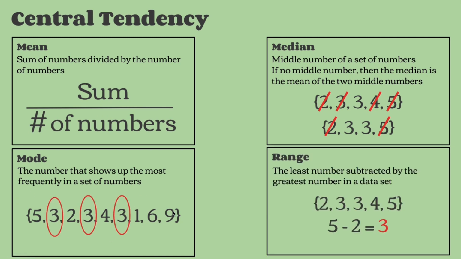And finally, we have our range, which is the greatest number subtracted by the least number in a data set. So here's our data set, and we can see that the greatest number here is 5. The least number is 2. And 5 minus 2 is equal to 3. So 3 is our range.